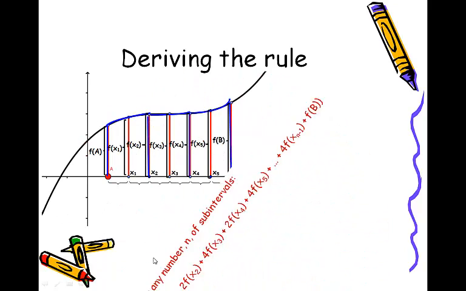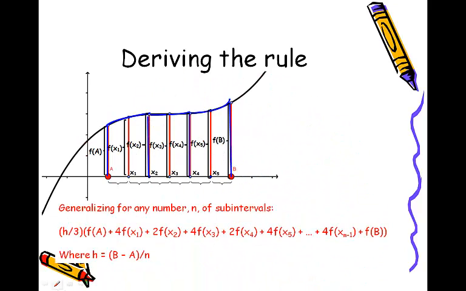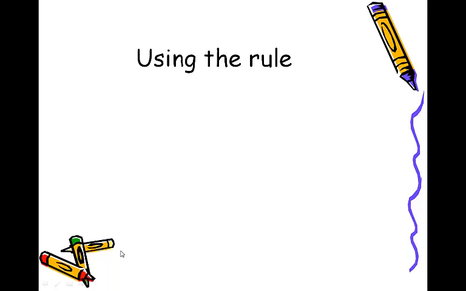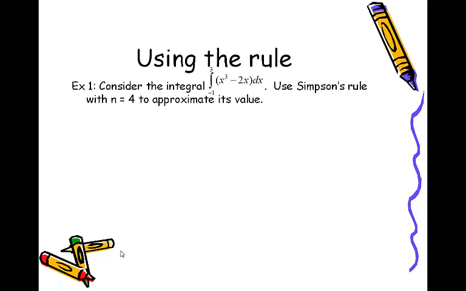So now you have yet another thing to memorize because you are required to memorize Simpson's rule. But the better you understand where the rule came from, the easier it will be to remember it, and to remember why it alternates 1, 4, 2, 4, 2, 4, 2, 4, 1. So let's practice using the rule.